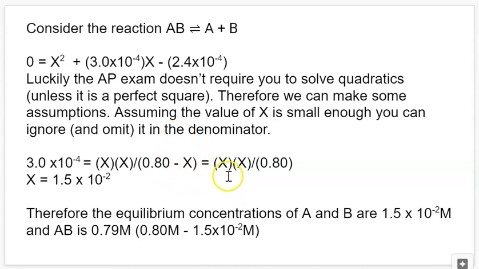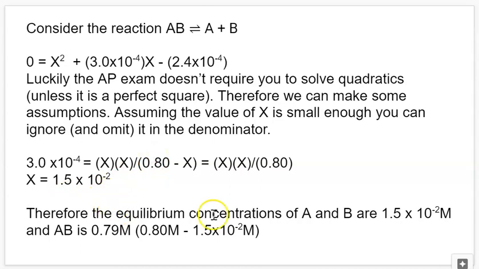And we'll end up with just x squared over 0.8 is equal to 3.0 times 10 to the negative 4, which is much, much easier to solve. And we can end up solving x as 1.5 times 10 to the negative 2. And we can see that this value is a lot smaller than this value, and our assumption is valid.